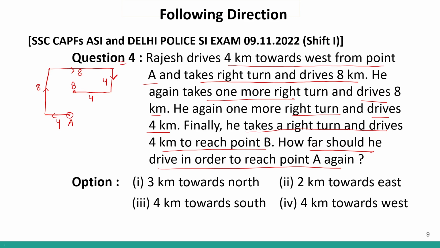So A is over here, B is over here. If this total is 8, this is 4 and this is 4, that means A and B will fall in the same line, correct? Now, this is 8 and this is 4. So this remaining distance between A and B will also be equal to 4. So towards which direction does he have to drive? He has to drive towards south. And how much? 4 kilometers. So 4 kilometers towards south. Therefore, our answer will be option number 3, 4 kilometers towards south.